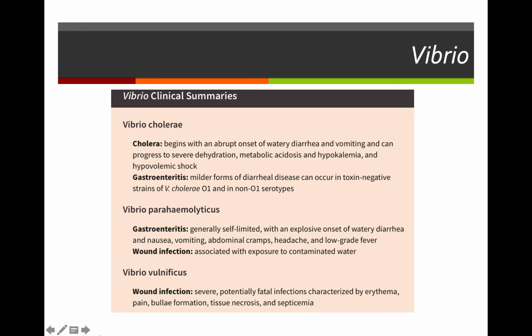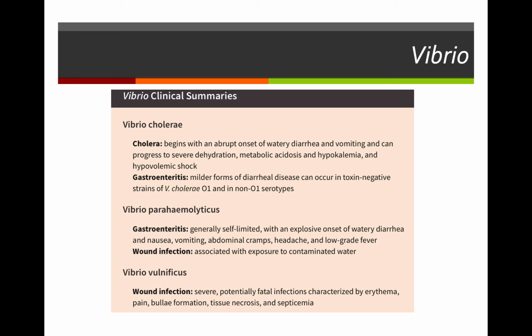So here are our clinical summaries. Cholera begins with an abrupt onset of watery diarrhea and vomiting that can progress to severe dehydration, metabolic acidosis, hypokalemia, and hypovolemic shock. Hypokalemia just means low potassium, so it's because of that secretion of water and the electrolytes, which are your ions, basically. We can also have a milder form of disease if we are toxin negative.